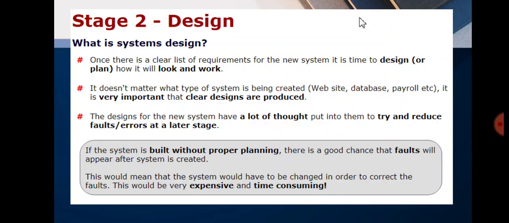Here one example is given. If the system is built without proper planning, there is a good chance that faults will appear after the creation of the system. This would mean that the system would have to be changed in order to correct the faults. So it will occupy a lot of time and it's again very expensive. So the design stage is very important, because here you have to design in such a way that it will minimize the faults and minimize the errors.